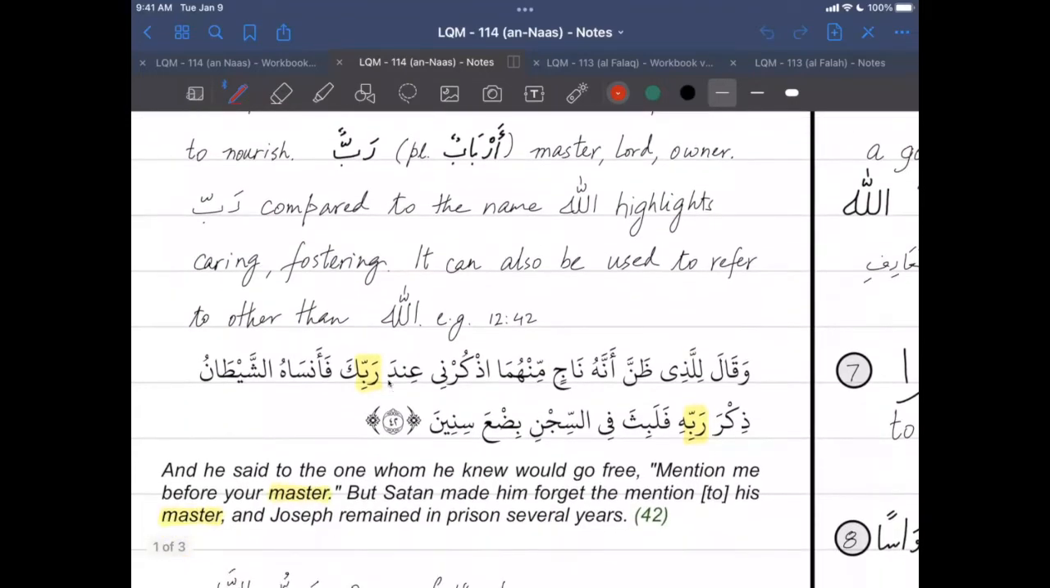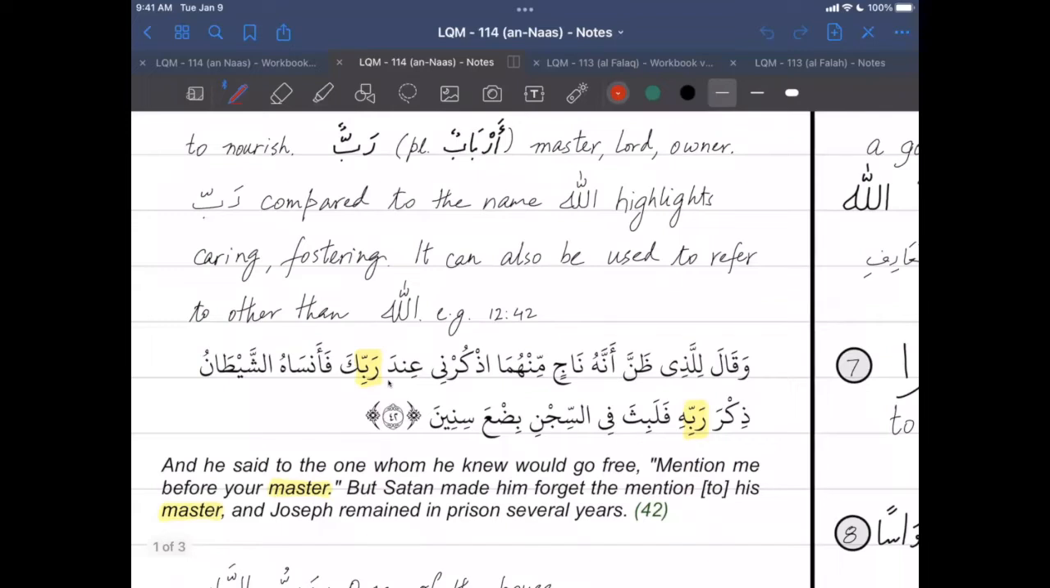This is actually from Surah Yusuf: أعوذ بالله من الشيطان الرجيم وقال للذي ظن أنه ناج منهما اذكرني عند ربك فأنساه الشيطان ذكر ربه فلبث في السجن بضع سنين.